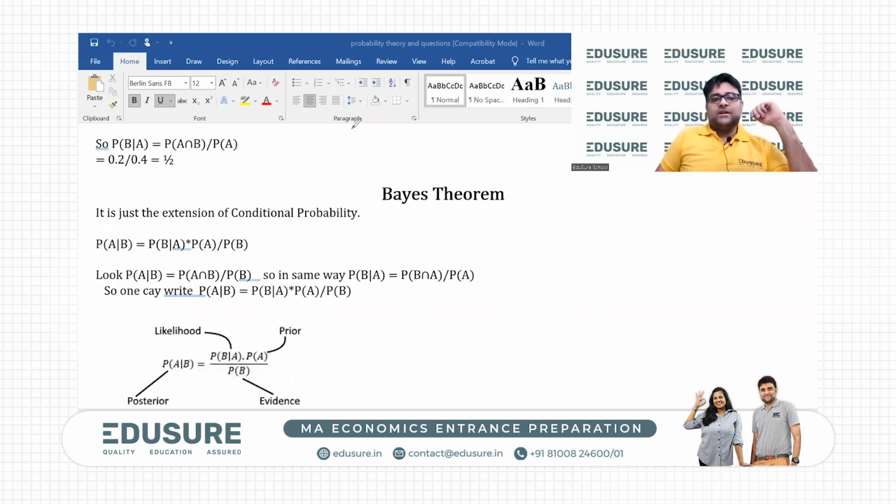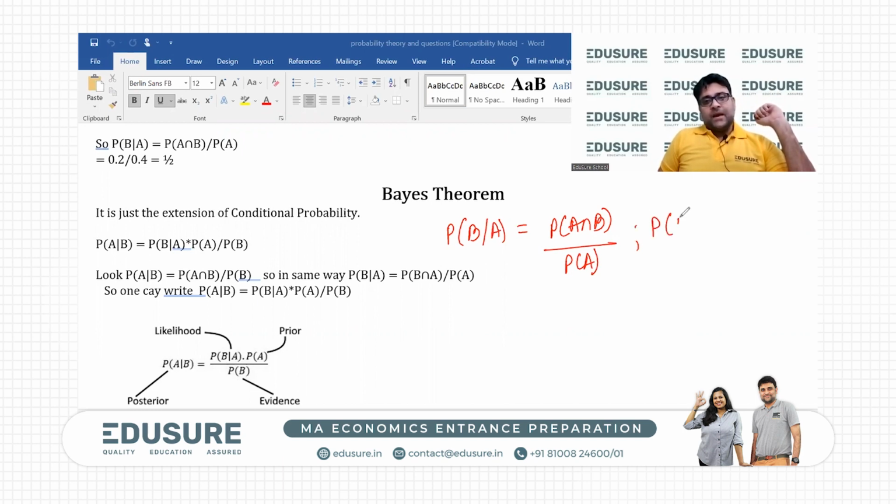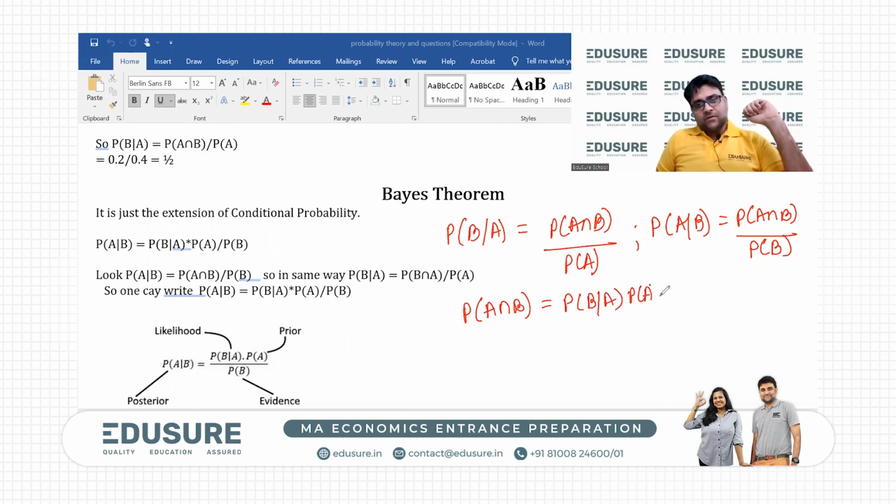Bayes theorem as a part of conditional probability. P(B given A) is nothing but P(A intersection B) divided by P(A), and P(A given B) is basically P(A intersection B) divided by P(B). Or, in result, P(A intersection B) is equal to P(B given A) into P(A), which is also the same as P(A given B) into P(B).